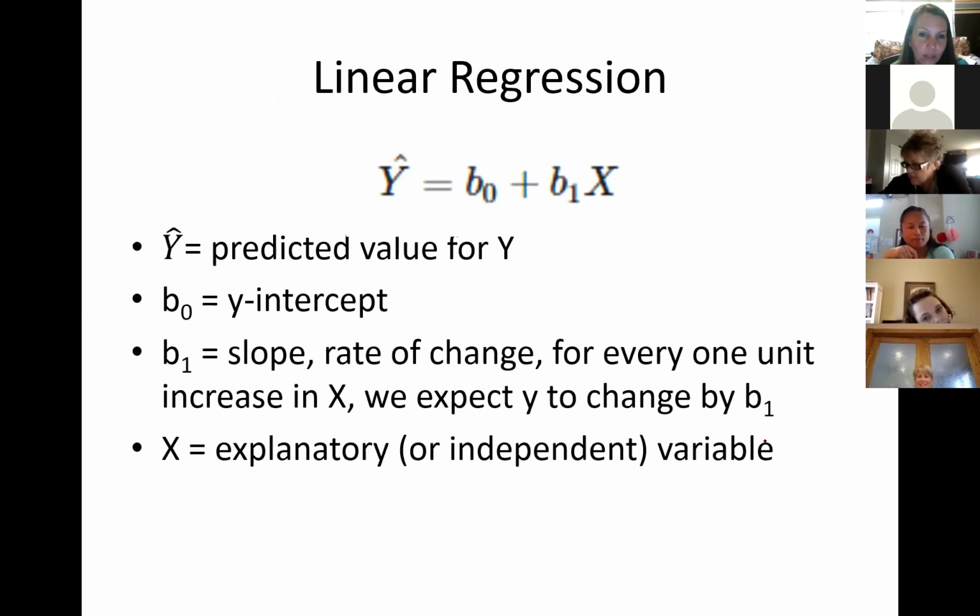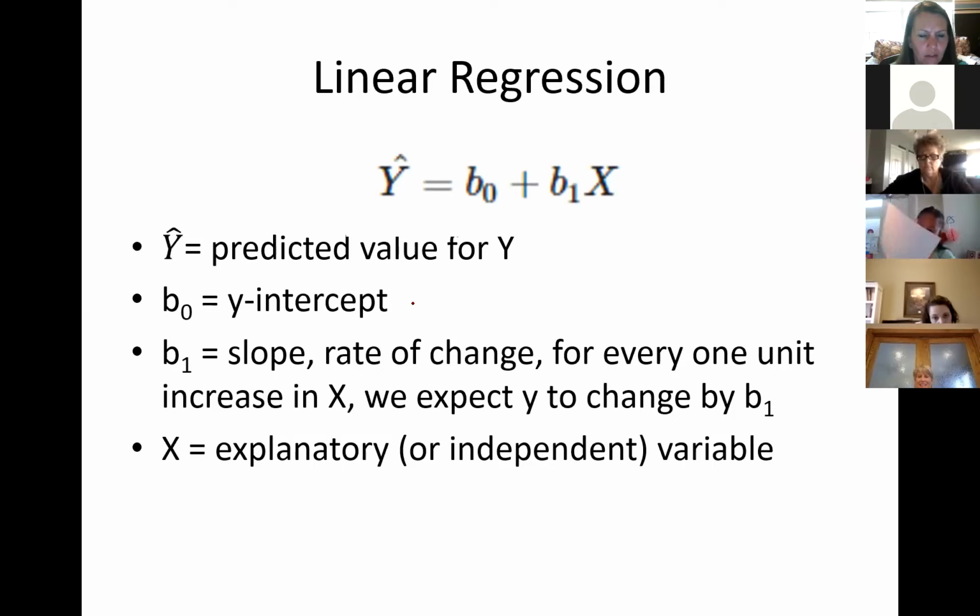All right, so once we decide that there is a linear relationship, we do have a correlation, then we like to do a linear regression model. And this is what our linear regression model looks like. It's y hat is equal to b naught plus b1 times x. So y hat is just the predicted value for y. B naught is going to be our y-intercept. So it would be the value for y if x is equal to 0.